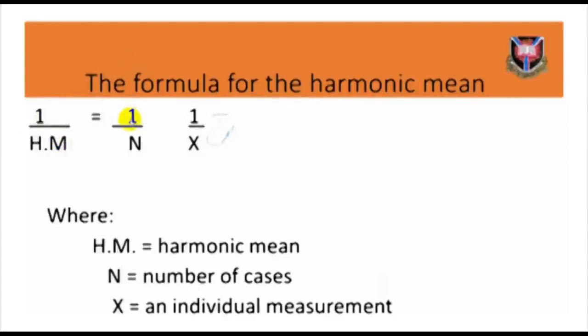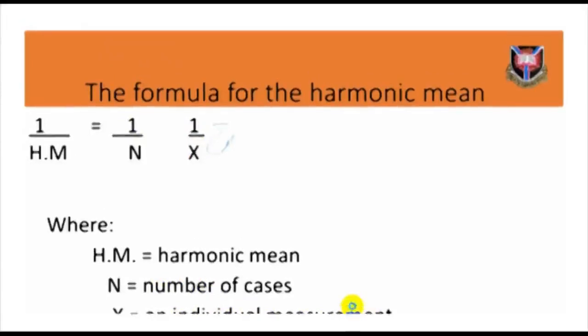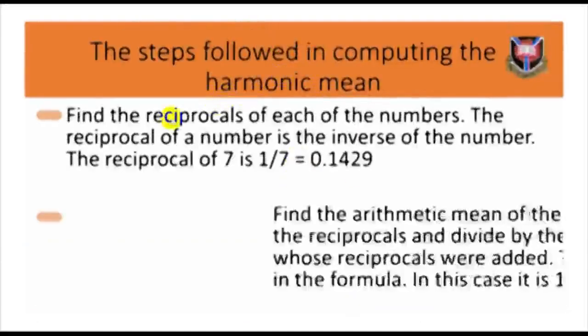To calculate the harmonic mean, let us return to the case of calculating the average time required to assemble 1 crate when the data are as those in the first series. The formula for the harmonic mean is 1 over Hm equals 1 over n times sigma 1 over x, where Hm is harmonic mean, n is the number of cases, and x is the individual measurements. The steps followed in computing the harmonic mean are presented using the data on table 10.5.